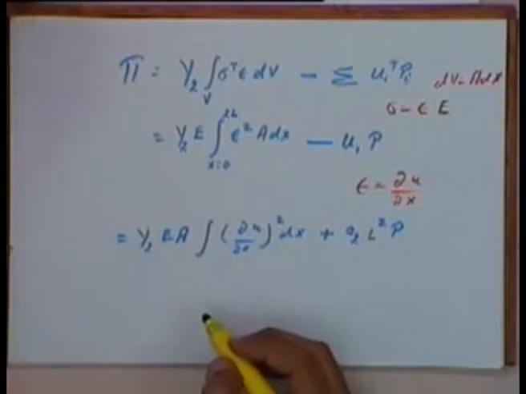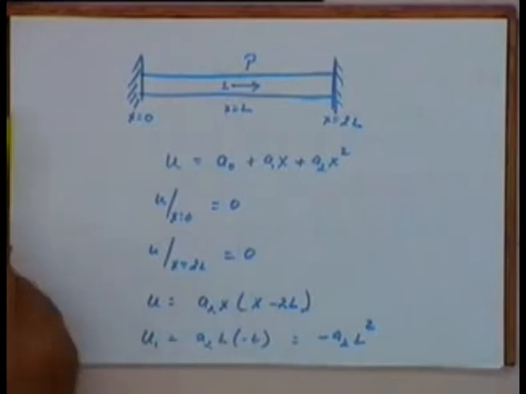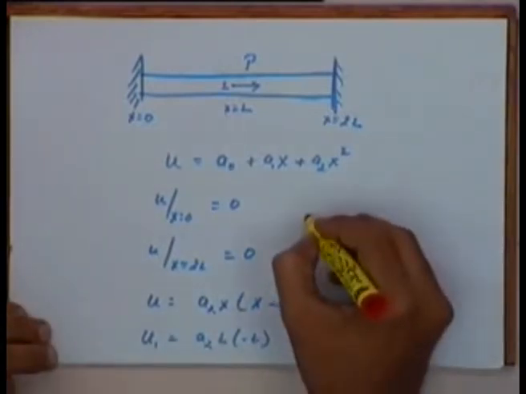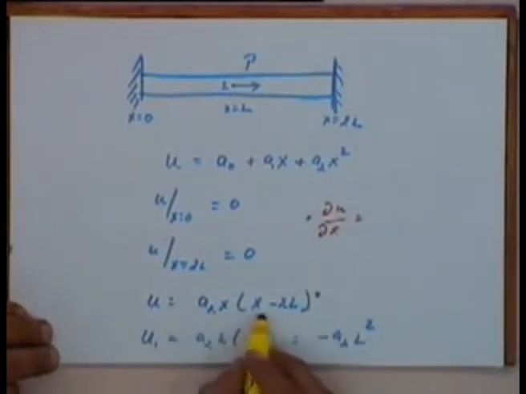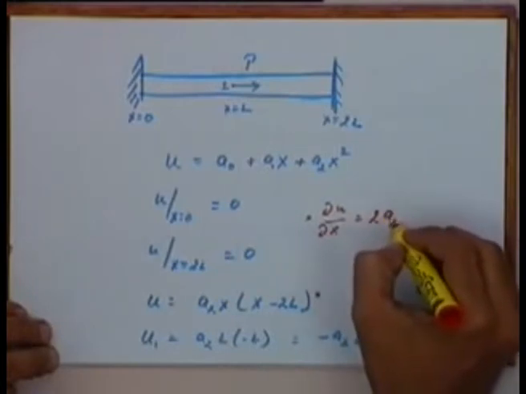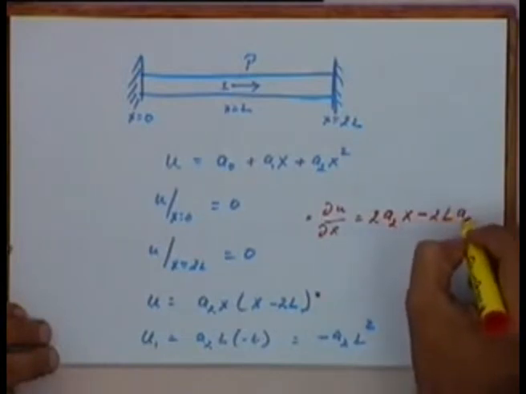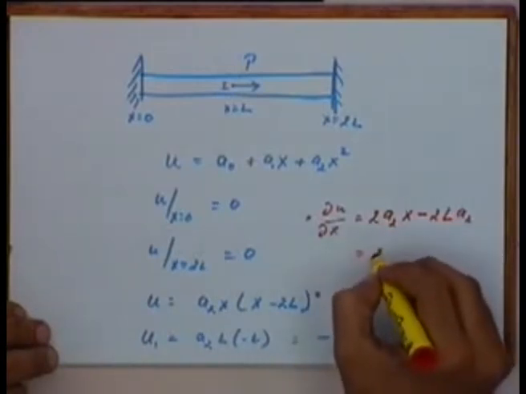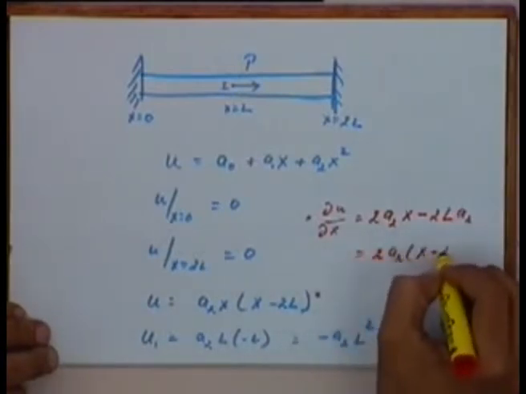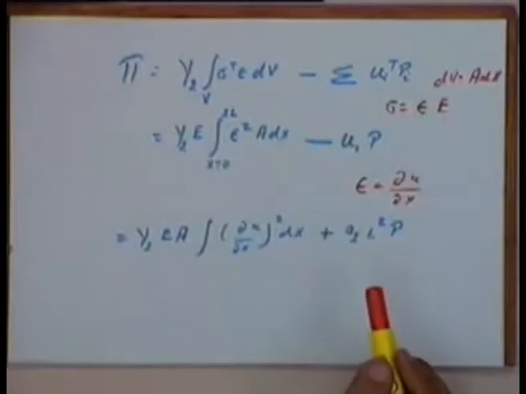Now del u by del x. Again if you look at this, from this we will get del u by del x: a2 x squared will become 2 a2 x, minus 2 L a2, which will be equal to 2 a2 into (x minus L). Is that okay? Simple differentiation. We will put that back over here.